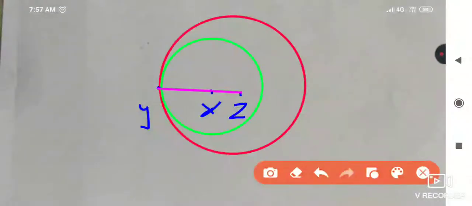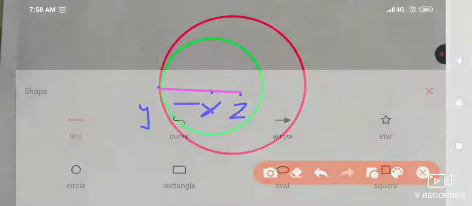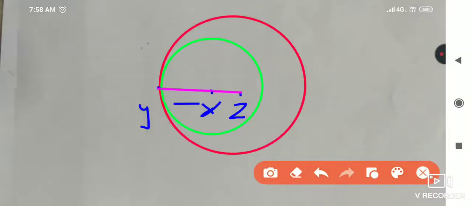Now we draw one more circle with center X. The radius of the bigger circle is YZ, and of the smaller circle is XY. Note that both the circles intersect at point Y. So they are intersecting each other at this point.